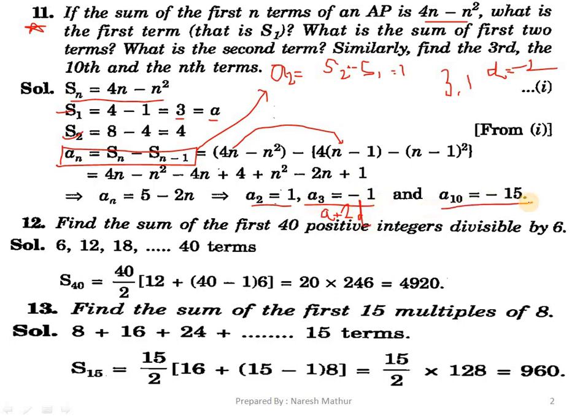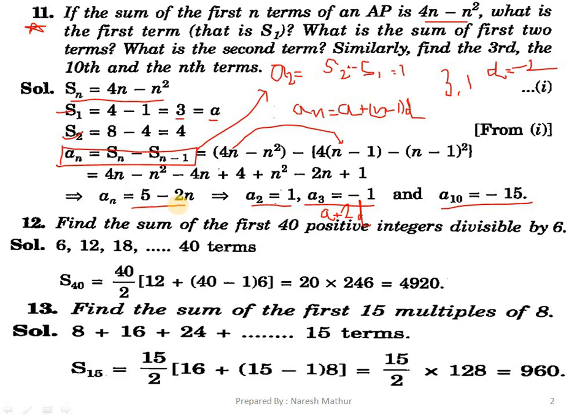Similarly, we can get the value of a10 as a plus 9d. For the value of an, we can put the values of a and d in the general form: an equals a plus (n minus 1)d. We just put the values of a and d, and we get the value of an, that will be 5 minus 2n.